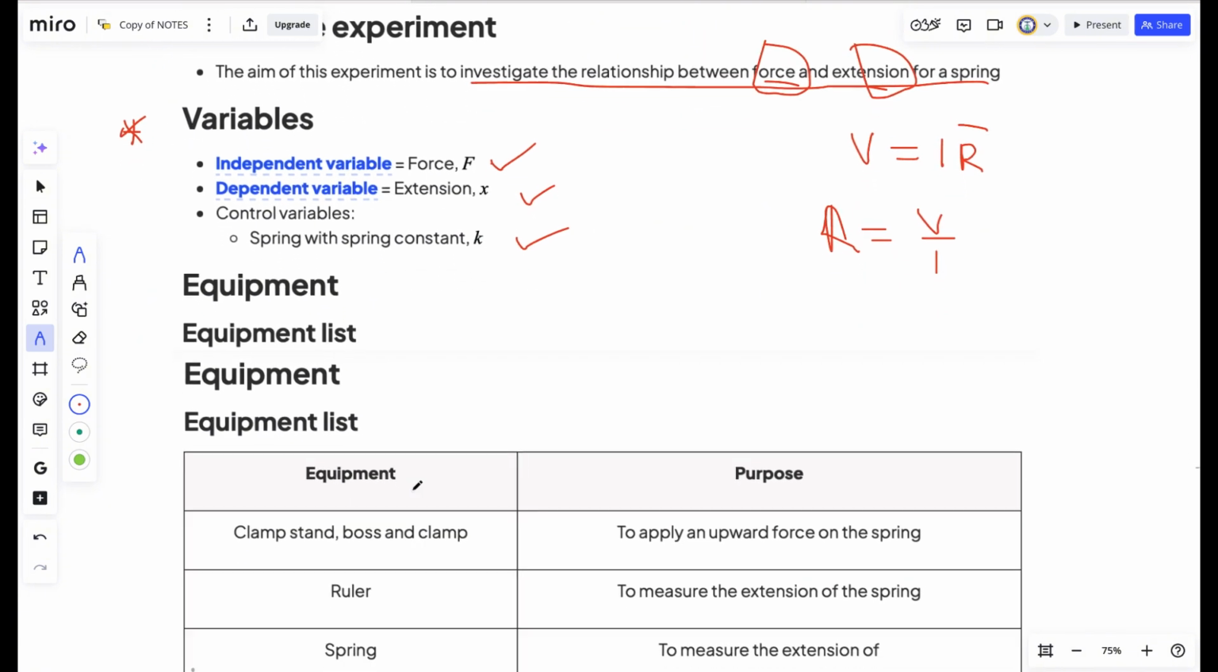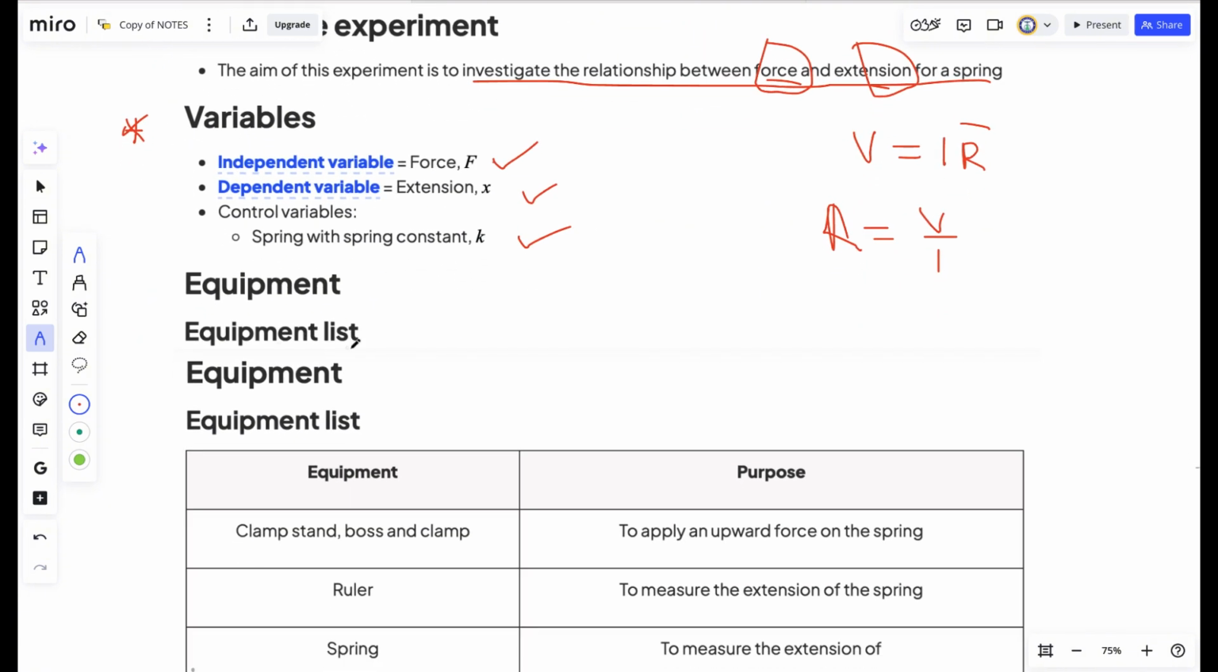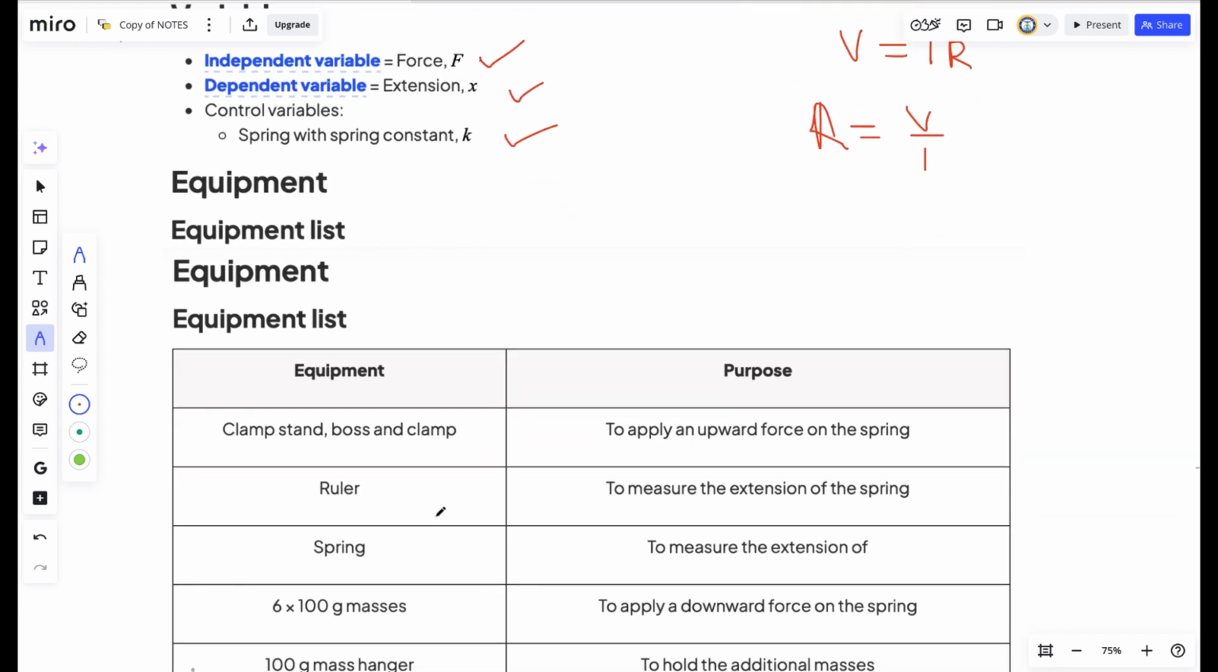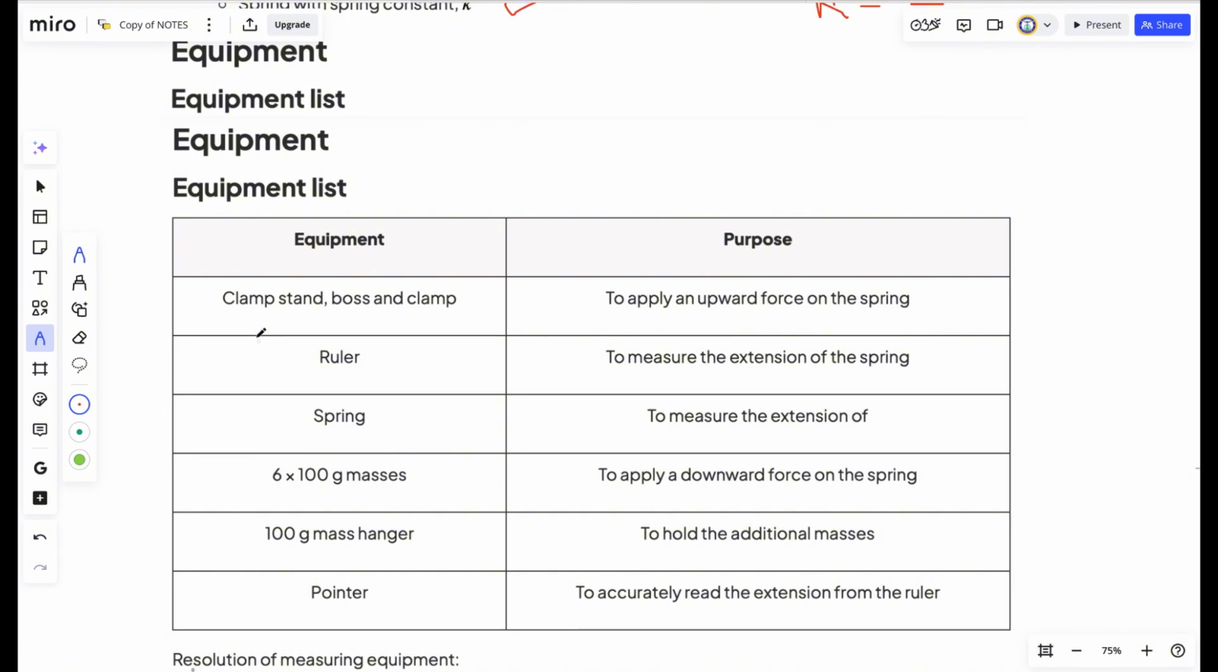Okay? Now the experiment: we have to list the equipment, the things we use, and their purpose. Here they just say the clamp stand, the bosses, and the clamp to apply an upward force on the spring. The ruler, what is it used for? To measure the extension of the spring. As the spring is extending, you measure the extension. You use a ruler, a meter rule. The spring is used to measure the extension also.